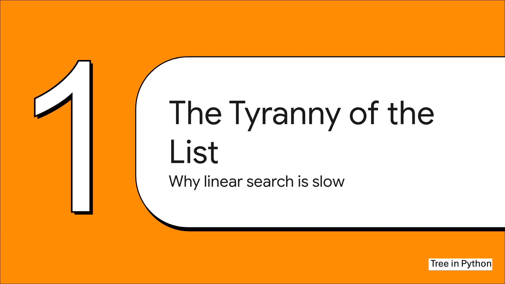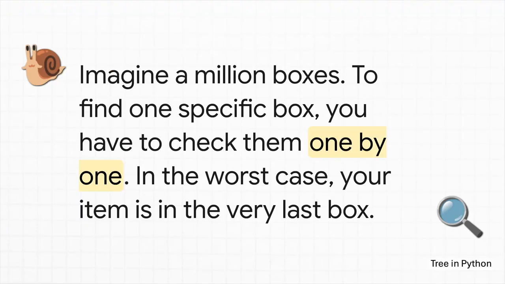First, we have to understand the most basic, most intuitive way to store data, just a simple list. It makes sense, but man, when it comes to searching, it has a huge, huge flaw. Just picture a warehouse, right? And in it, there's a million boxes all lined up in one single crazy long row. If you need to find one specific box, what's your strategy? Well, you don't really have one. You just got to start at box number one and check every single one. And if you're having a bad day, your item is in the very last box. You just had to do a million checks to find it.